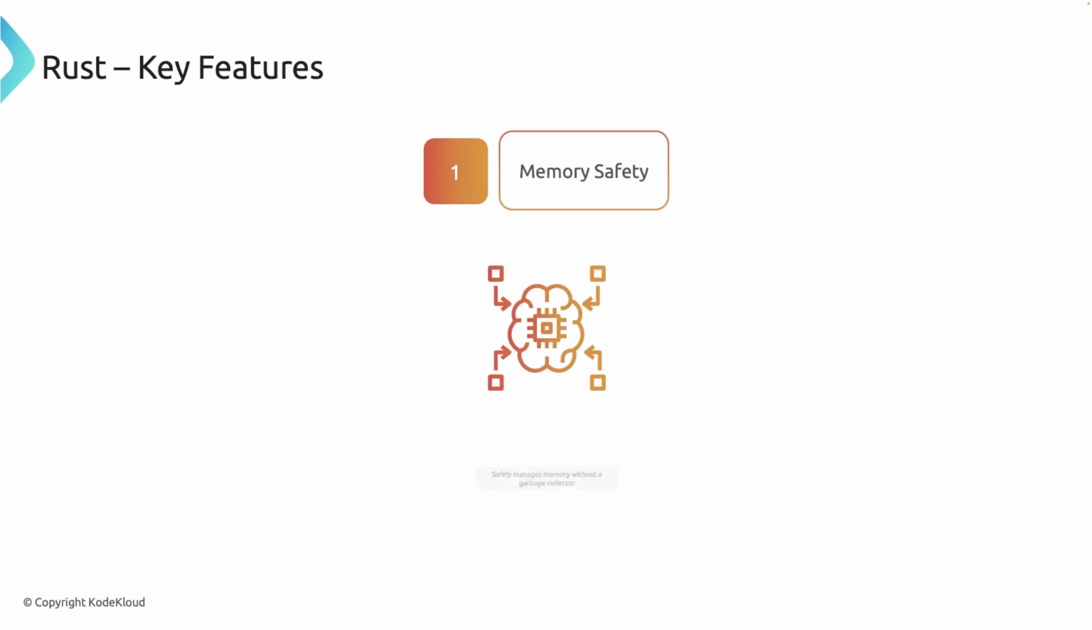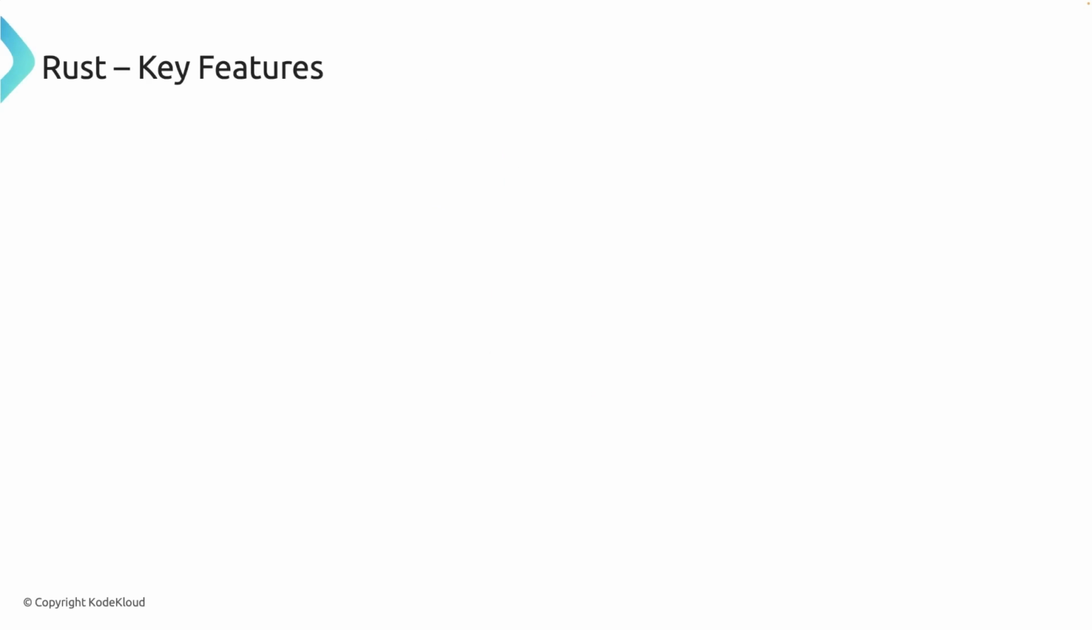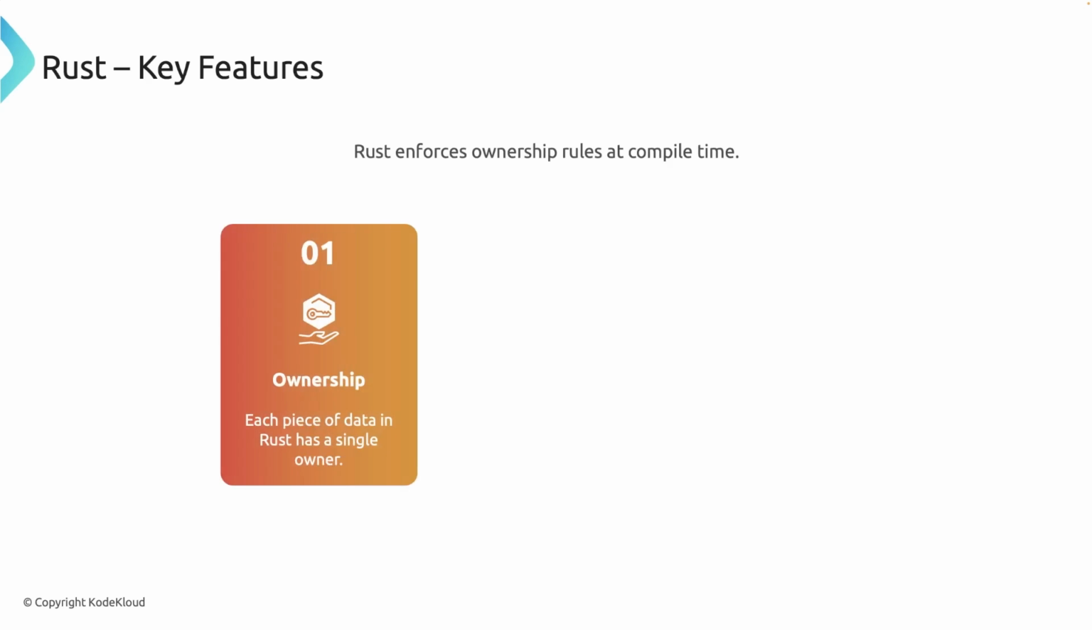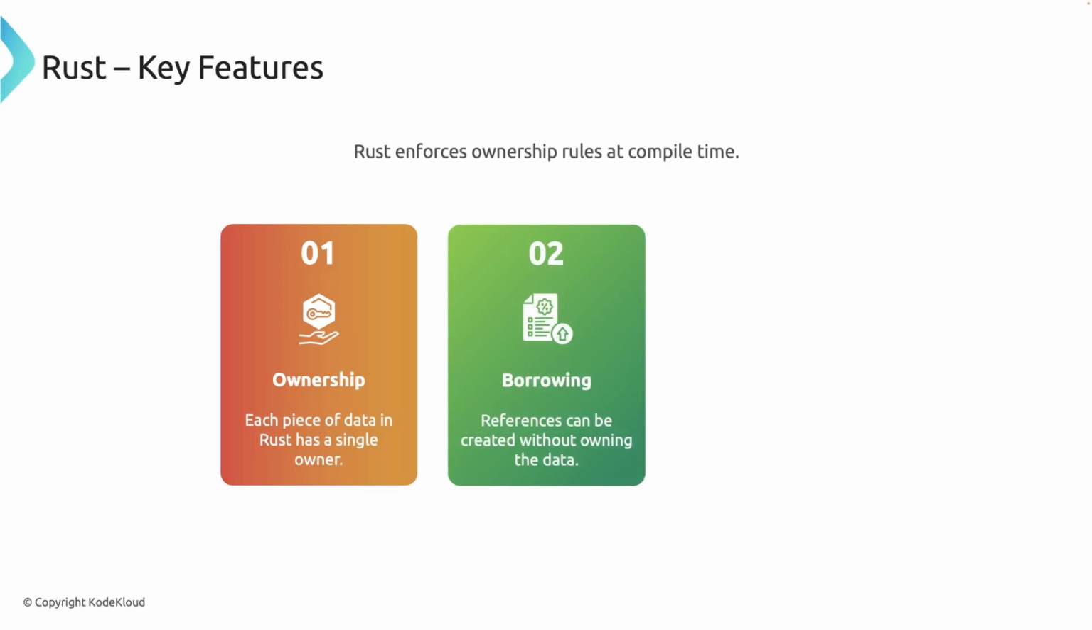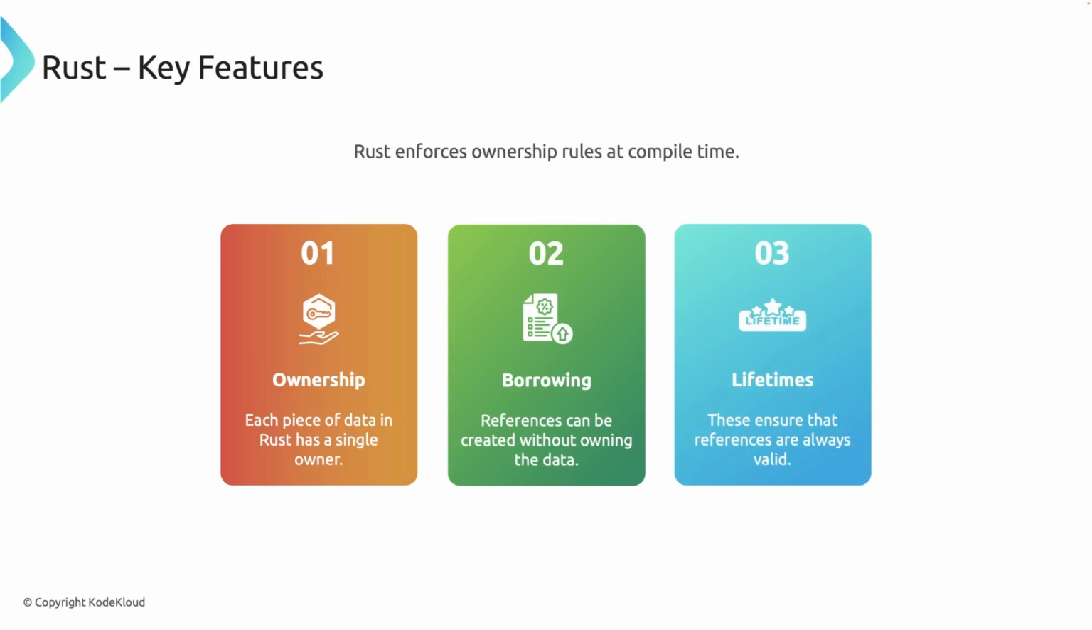Now, one of Rust's standout features is its unique way of managing memory safely without needing a garbage collector. This is done using a system of ownership with rules that the compiler checks at compile time. The main concepts are ownership, where each piece of data in Rust has a single owner. Then there's borrowing, where references to data can be created, but these references do not own the data. Then you have lifetimes. These ensure that references are always valid.